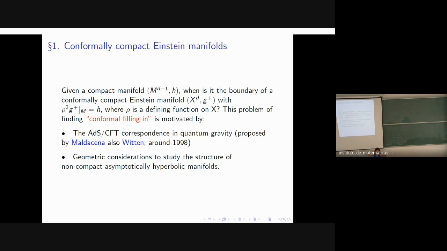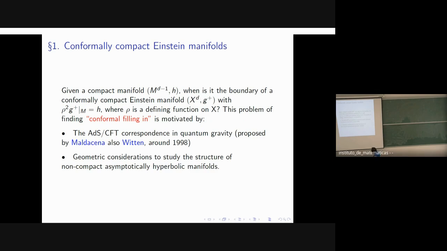The G plus is a non-compact manifold. You multiply it by rho squared so that it's a compact metric whose restriction on the boundary is the given h. So you ask your question, when does this happen? And of course, the model case to keep in mind is the sphere as the boundary of the Poincare ball. Okay. So this is the problem of conformal filling in.